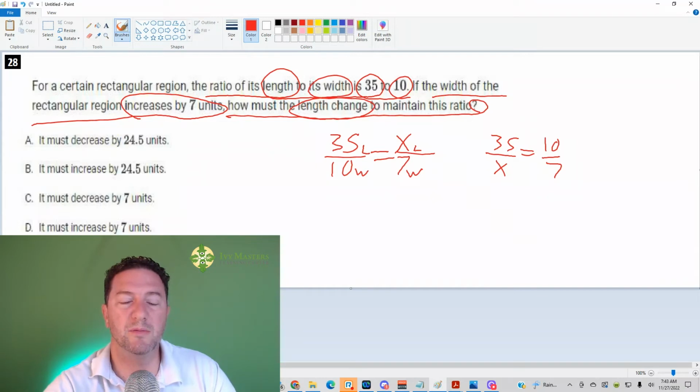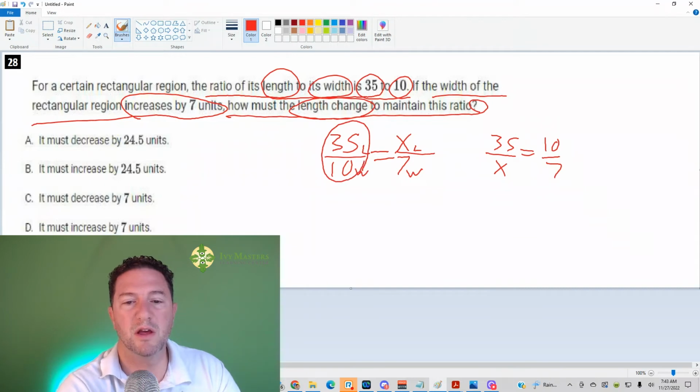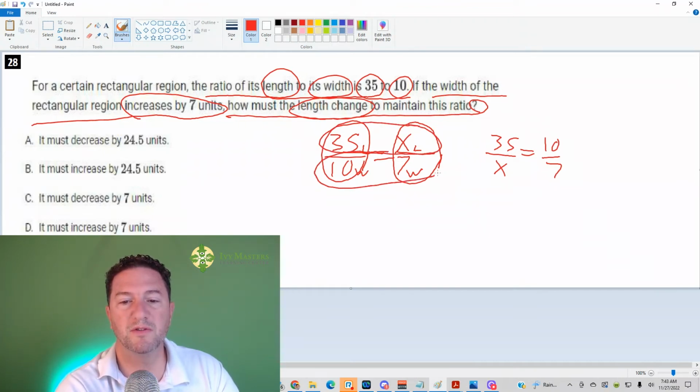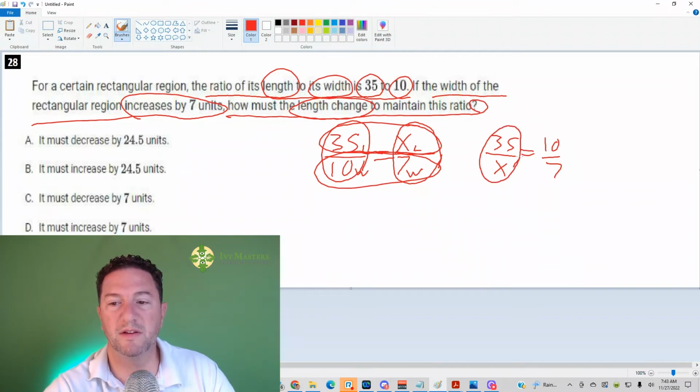So how do you know when you've set up a proportion correctly? Well, these have a relationship because 35 length to 10 width is the ratio of the rectangle. These have a relationship because of what the length increases by if the width increases by 7. These have a relationship because they're both lengths. These have a relationship because they're both widths. And if you flip them upside down, you'd find the same thing. These have a relationship because they're both lengths, these because they're both widths, these because 35 length is to 10 width, and these because of what the length increase is for a width increase of 7.